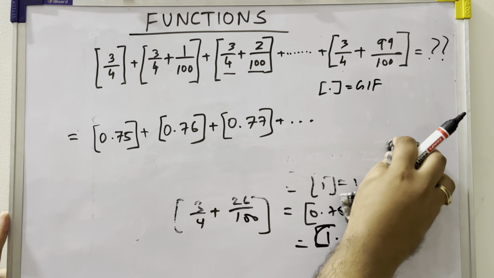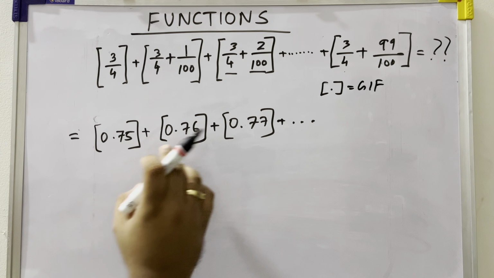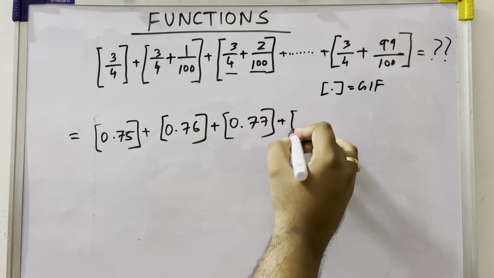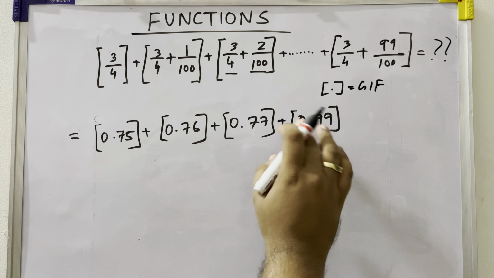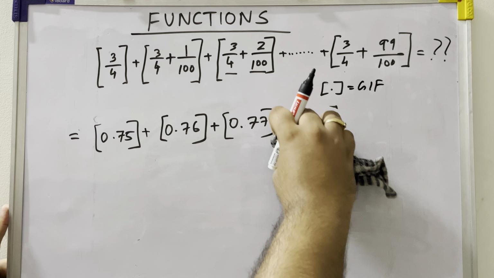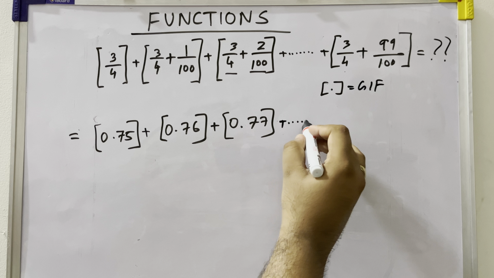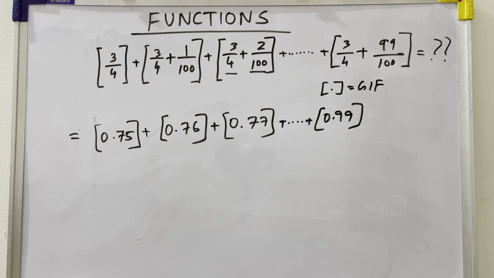So let me erase this from here. So students, tell me, you have 0.75, 0.76, 0.79. You will also have 0.99. Am I right? And then 0.99 will be the last part, right? So let me mark it in this way: 0.77 plus dot plus 0.99. It will be there, right? Right or not? Yes. So how many terms will be there?